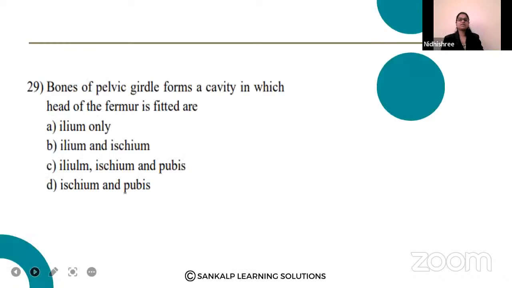Bones of pelvic girdle forming a cavity in which the head of femur is fitted are which? Ilium only, ilium and ischium, ilium, ischium and pubis, ischium and pubis. Shilpa Nayak option C, Parvati option B, Amruta option A, Sinchana option C, Chaitra option B, Hemashri option C, Dyuti option C. Option C, that is ilium, ischium and pubis is the right answer. Next question.